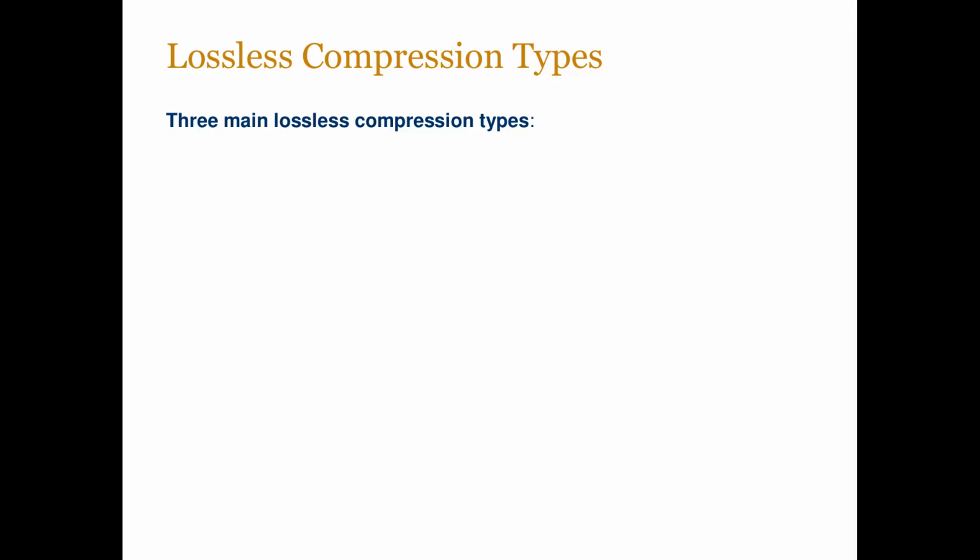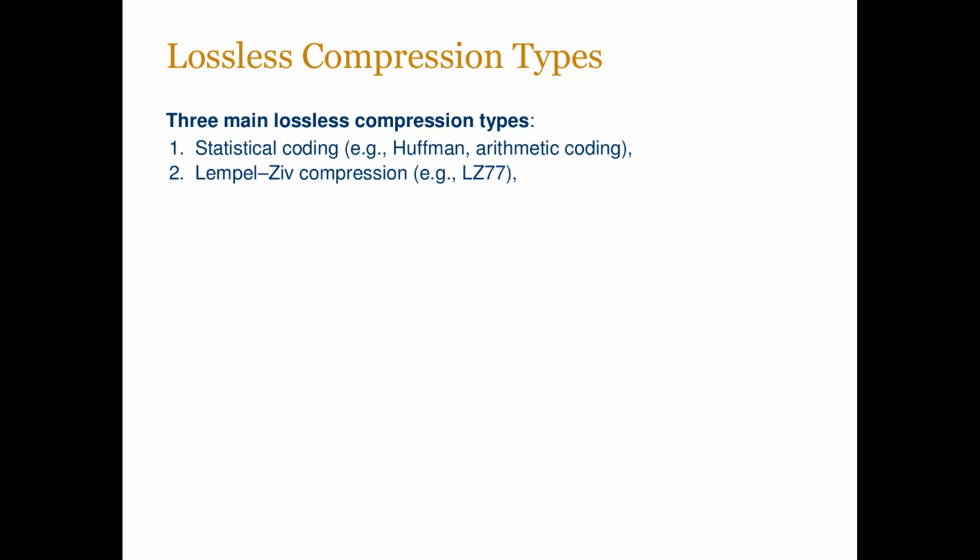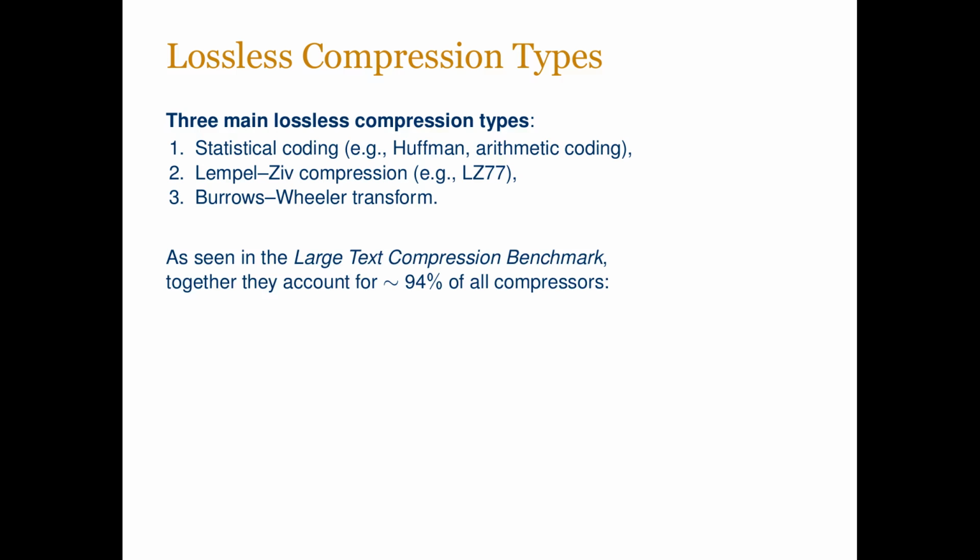The three main lossless compression types are statistical coding, which includes, for example, Huffman and arithmetic coding; Lempel-Ziv compression, which includes the LZ77 algorithm; and the Burrows-Wheeler transform, or simply BWT. As seen in the Large Text Compression Benchmark, these three methods together account for around 94% of all compressors.